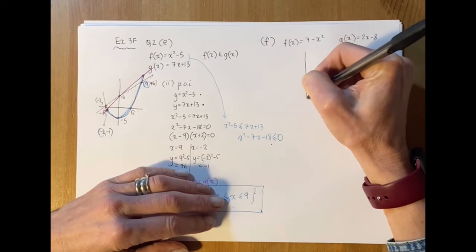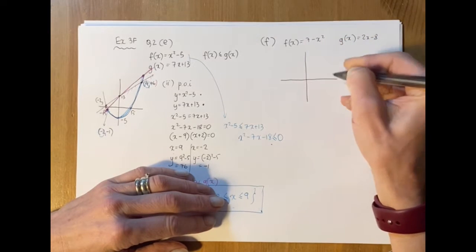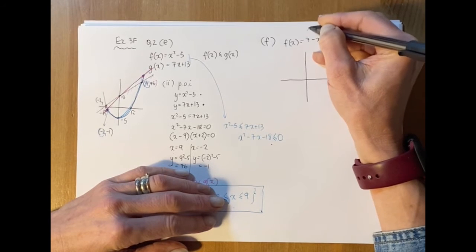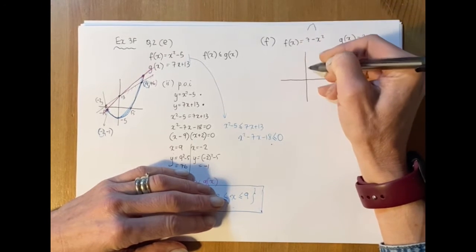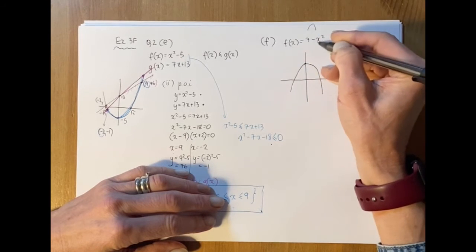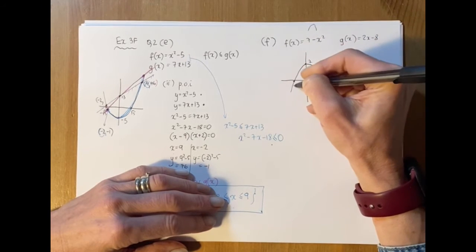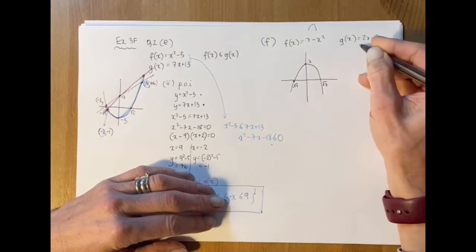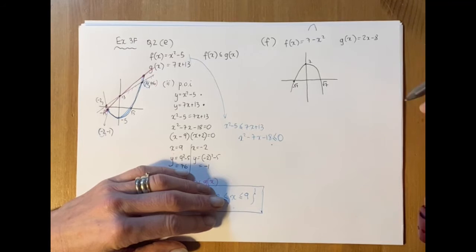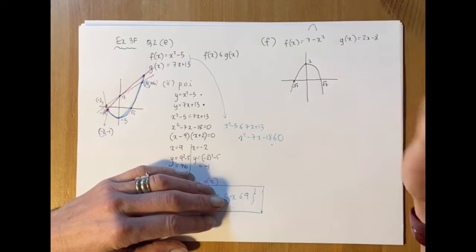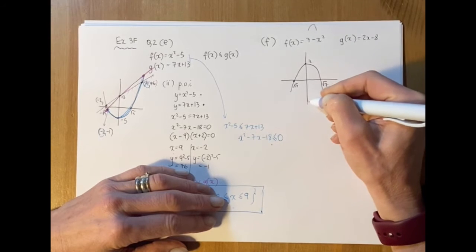If you sketch f of x equals 7 minus x squared, this is an unhappy quadratic passing through 7. If you make f of x equal to 0, the roots are minus root 7 and root 7. And this one here is a straight line with a positive gradient that passes through -8. Like I said, it doesn't have to be to scale.